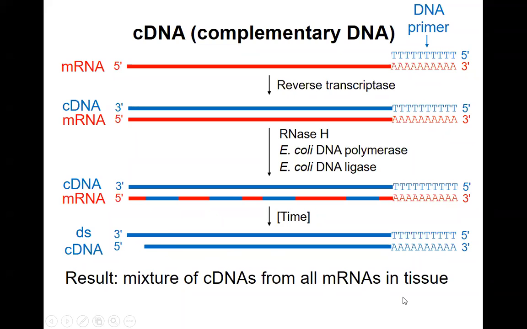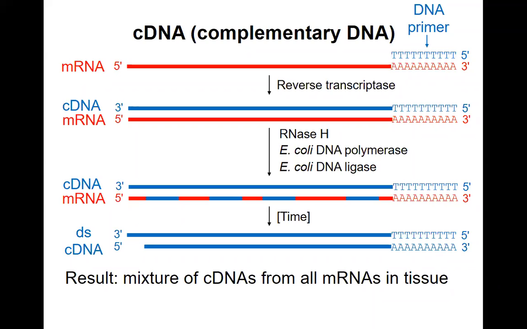Okay, so in the end, after all these steps, you have a mixture of all the cDNAs from the mRNA from a specific tissue. So again, so far our experiment is completely unspecific. So you can now amplify from that. You can try to pull out the FOXP2 mRNA, or you can try to pull out any other mRNA that you want to work with.